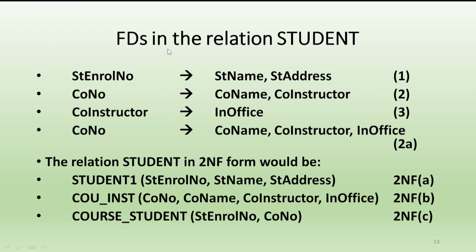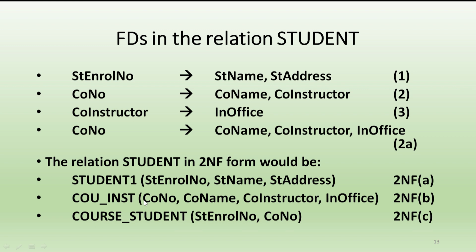So the first relation will consist of student enrollment number, student name, and student address. This relation is because of the first dependency. Then the second dependency in this case is 2a. We will take 2a because 2NF is slightly less restrictive. With 2a we have course number, course name, course instructor, and in office. They form the second relation.